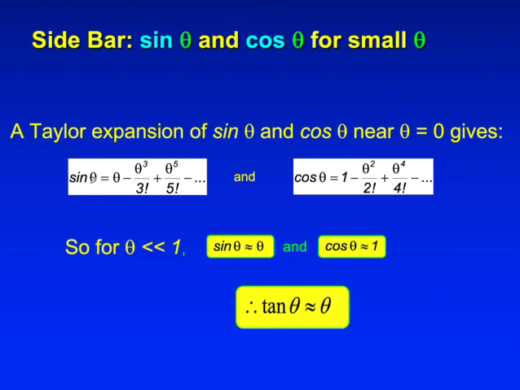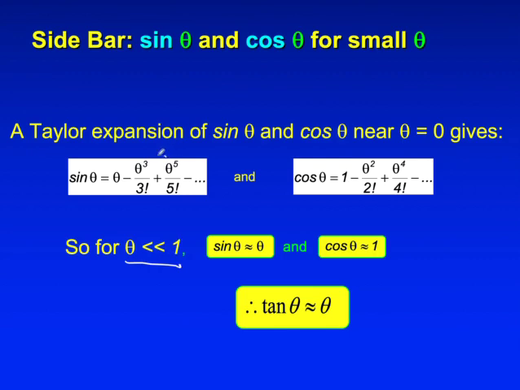It's an infinite series. Sine of theta, which has to be in radians, is equal to theta minus theta cubed over 3 factorial plus theta to the 5th over 5 factorial minus theta to the 7th over 7 factorial, and so on, alternating signs each time. And cosine of theta is equal to 1 minus theta squared over 2 factorial plus theta to the 4th over 4 factorial minus theta to the 6th over 6 factorial plus, you get the idea. But my question is, what happens for theta that's much less than 1? That's what the double less than signs mean.